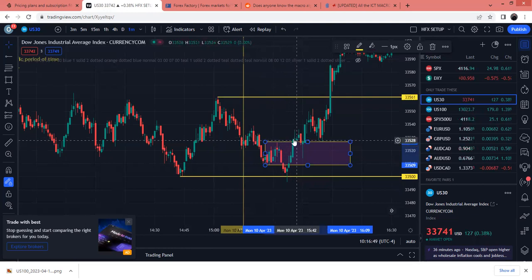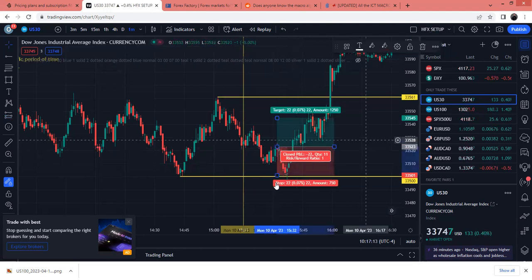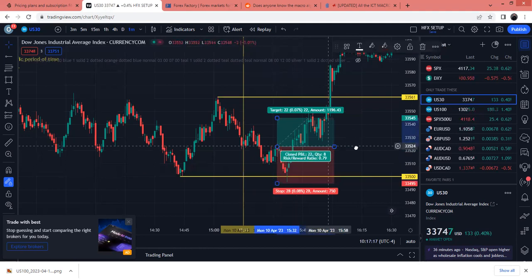Typically, you could actually enter on the next candle. But personally, just to get a better risk to reward, I like to wait for it to retrace to the breaker block, okay? So my entry would have been somewhere here. Let me show you guys. Okay, this is this.